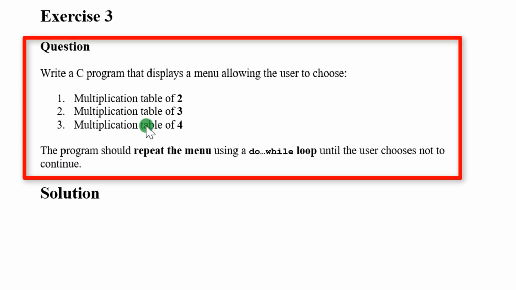Continuing, the question says the program should repeat the menu using a do-while loop until the user chooses not to continue. So the question is clear: you display a menu, the user chooses an option. It can be 1, 2, or 3. Based on the option chosen, you must display the multiplication table of that option. And a message should appear saying, do you want to continue? If the user says yes, you re-execute the menu. If the user says no, don't re-execute the menu, you go out.